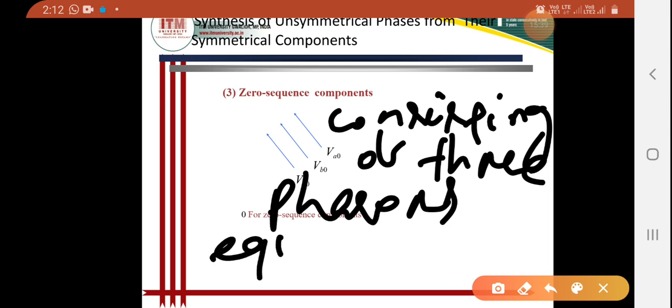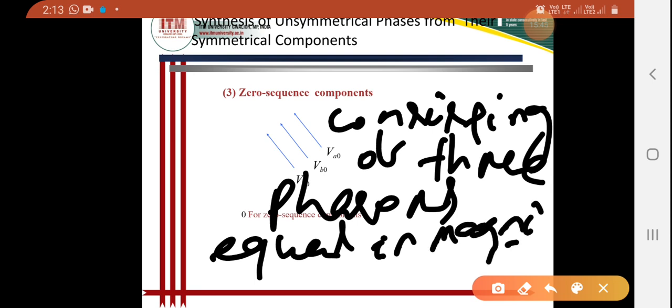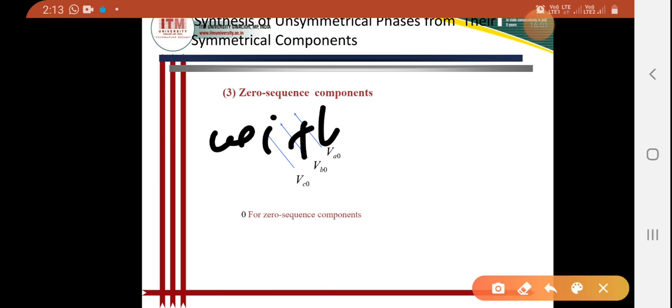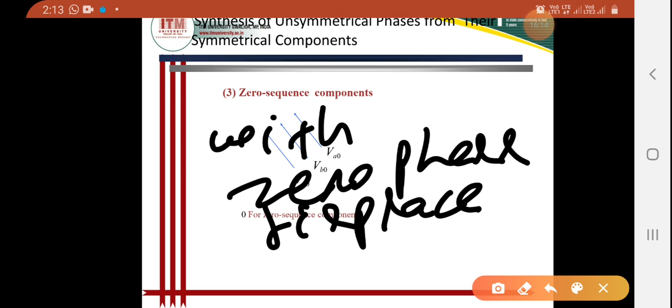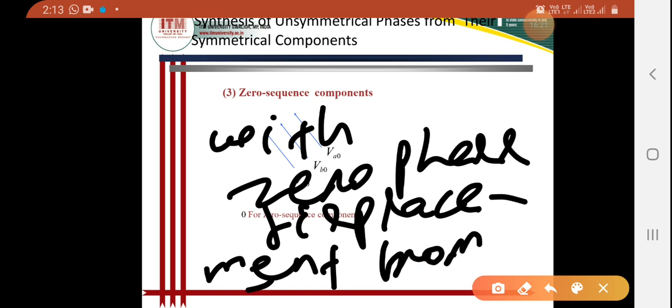which are equal in magnitude and with zero phase displacement from each other.